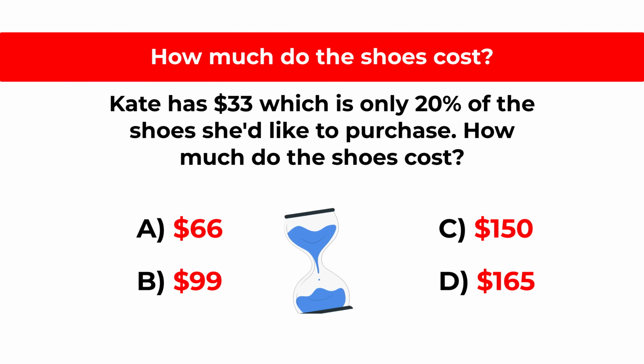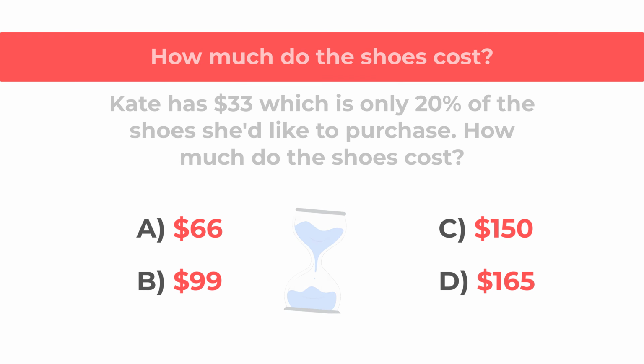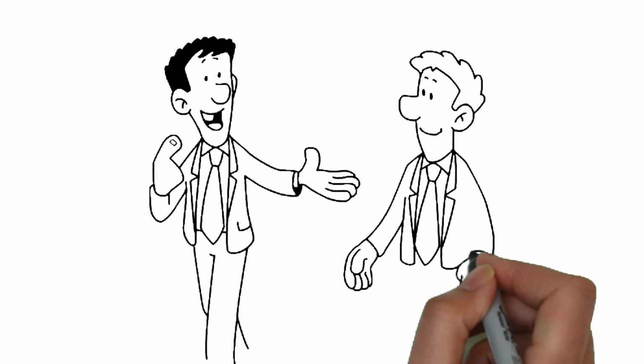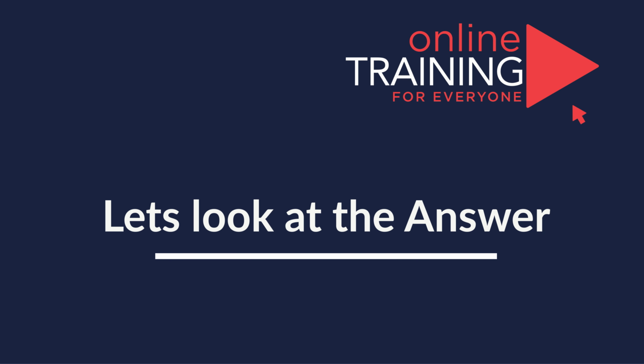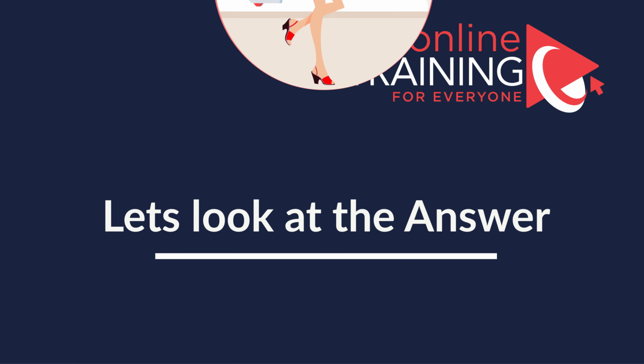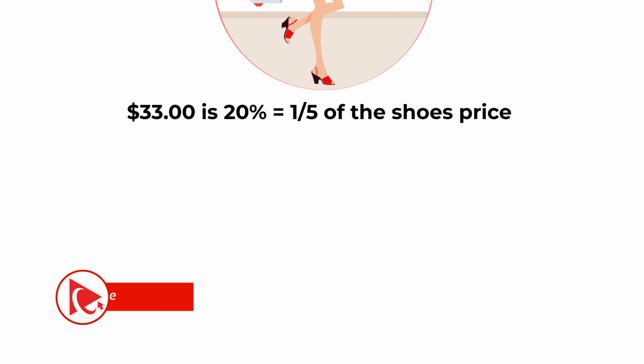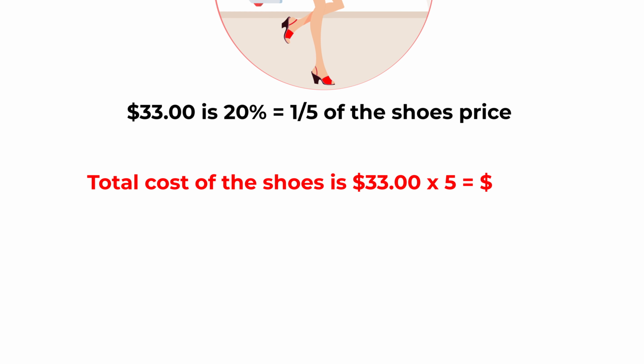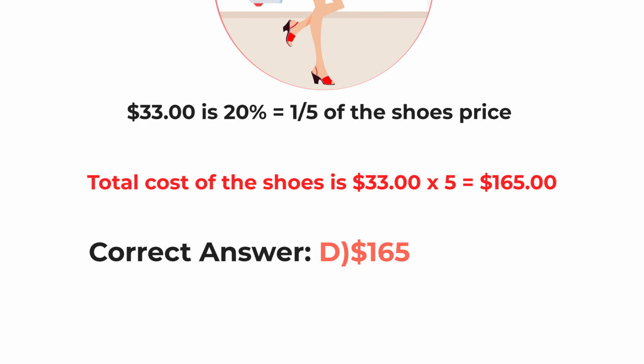Give yourself 10 to 15 seconds, maybe 20 to 30 seconds, depending how well you are with math and percentages. Ready or not, let's go ahead and get to the correct solution together. The answer to this problem is very simple. $33 is 20% or 1/5 of the shoe's price. So the total cost of the shoes would be 33 multiplied by 5, which would be equal to $165. So the correct answer here is choice D, $165.